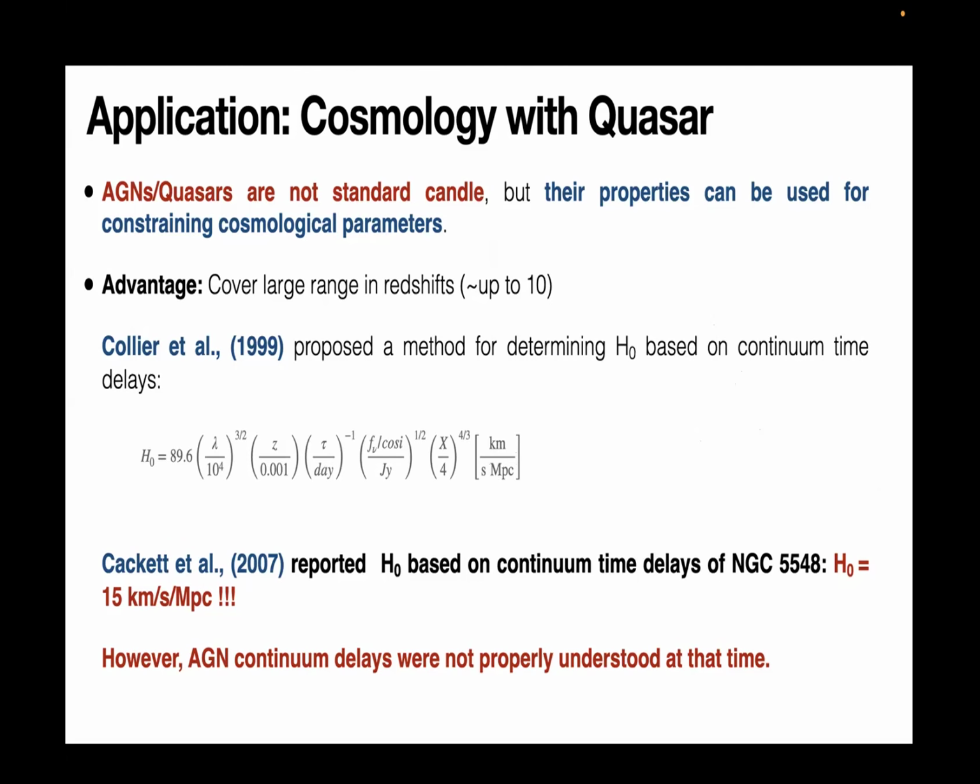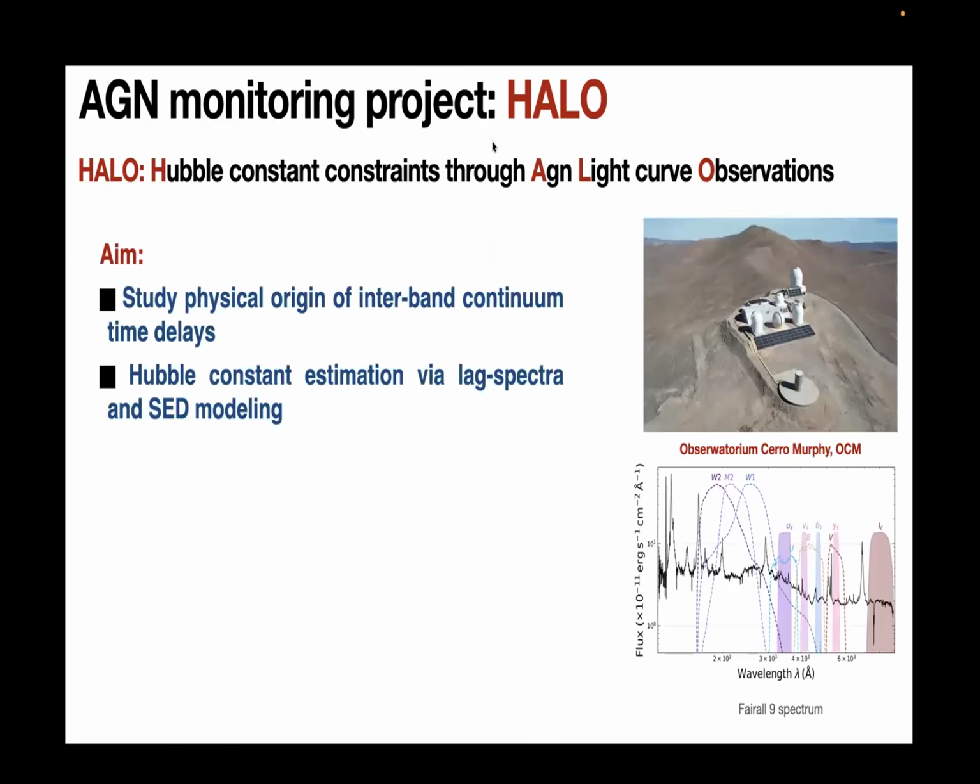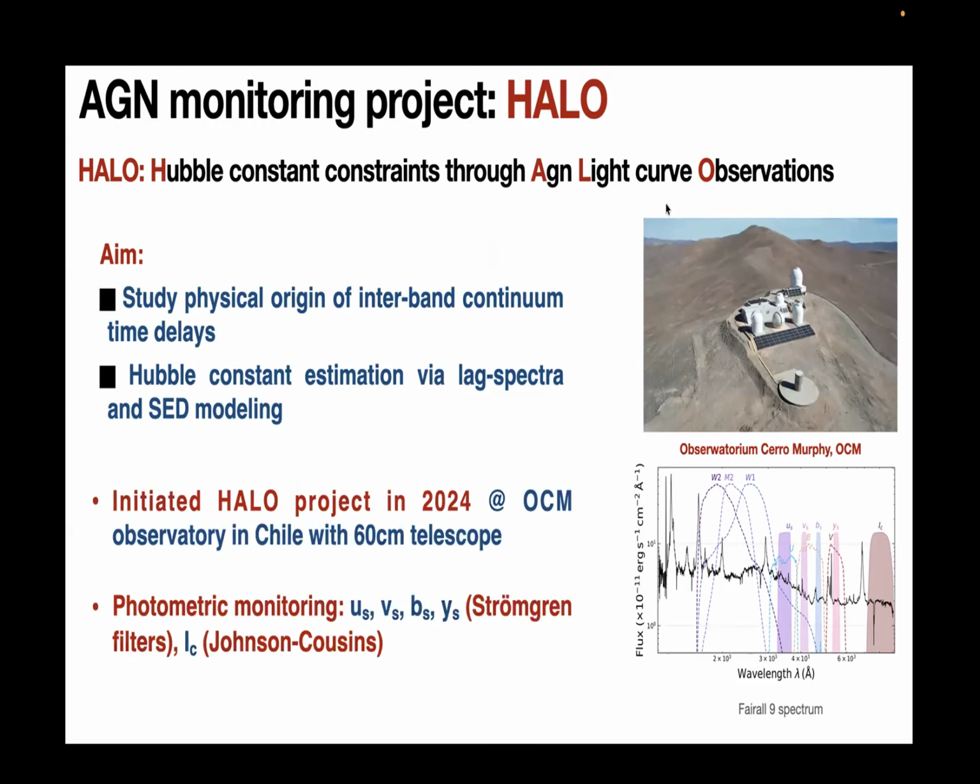Therefore, to study the physical origins of the continuum time delays properly, we have initiated a long-term AGN monitoring program known as HALO, that is, Hubble constant through AGN light curve observations. The primary aim of this project is to study the physical origin of interband continuum time delays, and then, via simultaneous lag spectrum and ACD modeling, we will estimate the Hubble constant. We initiated the HALO program in 2024 using the 60 centimeter Observatory telescope, which is situated in Chile.